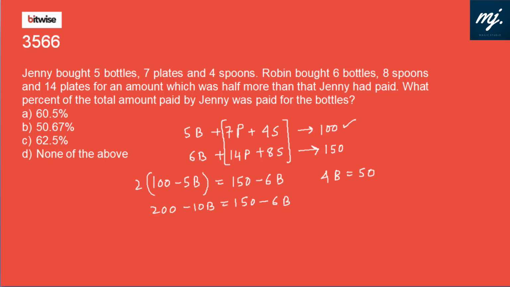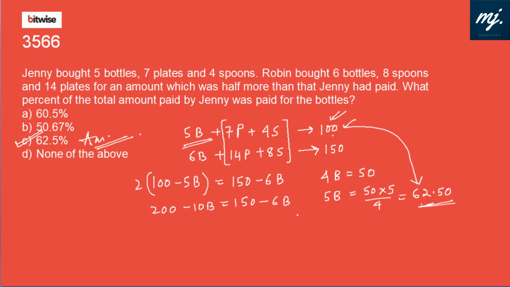But Jenny has bought 5 bottles, so the cost of 5 bottles would be 50 into 5 by 4, that is 12.5 into 5, 62.50. So out of 100 rupees, Jenny has invested 62.50 rupees for the purchase of 5 bottles. What percent of the total amount paid by Jenny was paid for the bottles? 62.50 out of 100. That's why I have taken 100, so that it becomes easy for us to calculate in percentages. It is simply 62.50%. Option C fits in.